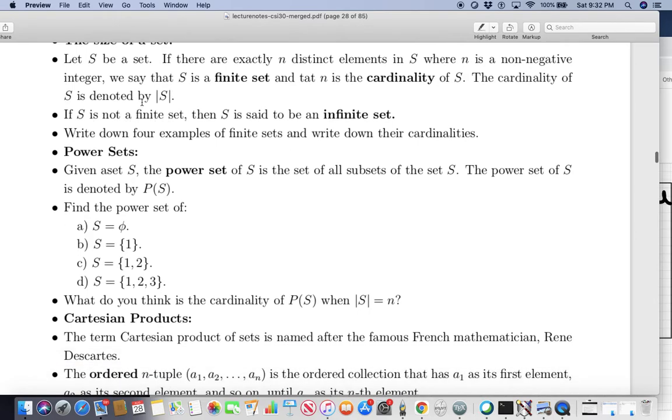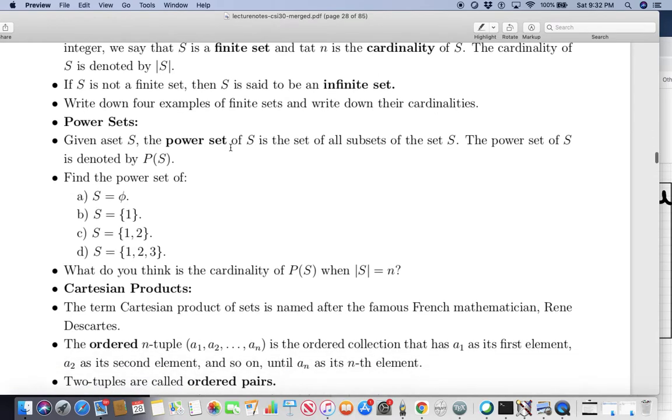If S is not a finite set, then S is said to be an infinite set. So that is, there is no finite number that you can say is the cardinality. Say you give me a number 100, well, I can give you a set with 101 elements and so on. So a set is said to be infinite if it is not a finite set.